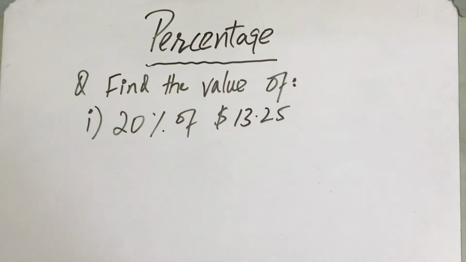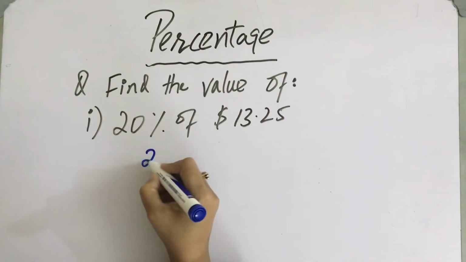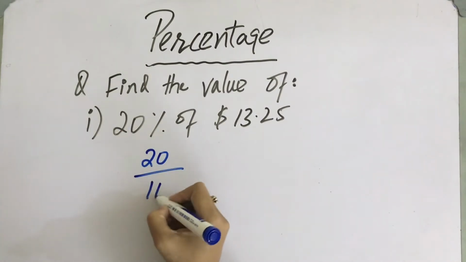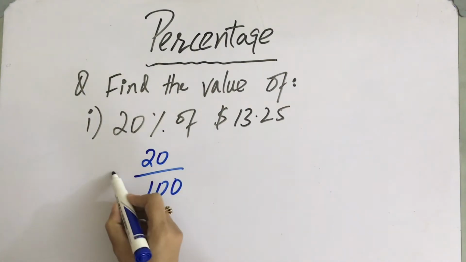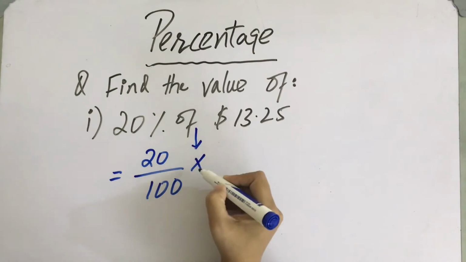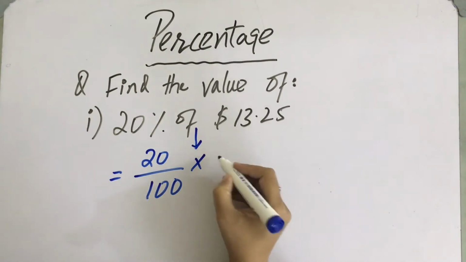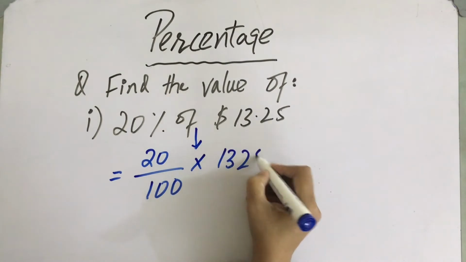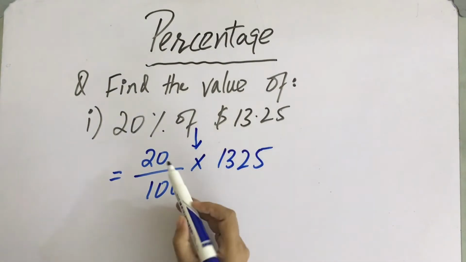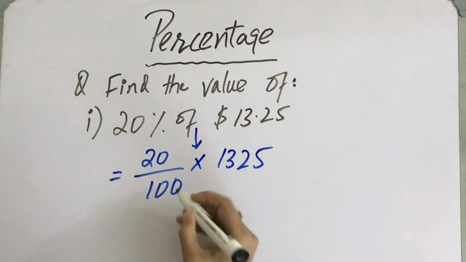The next question, find the value of 20% of 13.25. Just go with the statement, 20%. You have removed the percentage, so you have divided by 100, with a multiplication sign for of, $13.25. I shall convert it into cents to avoid the decimal. This is 20% of 13.25. We can do the cancellation. We can find the answer.